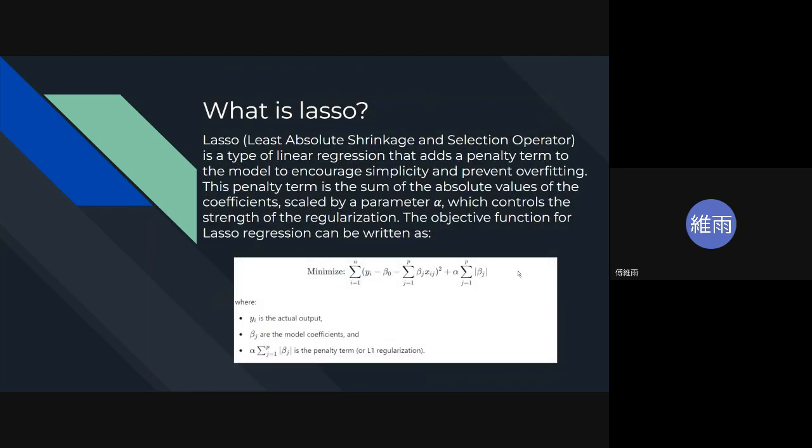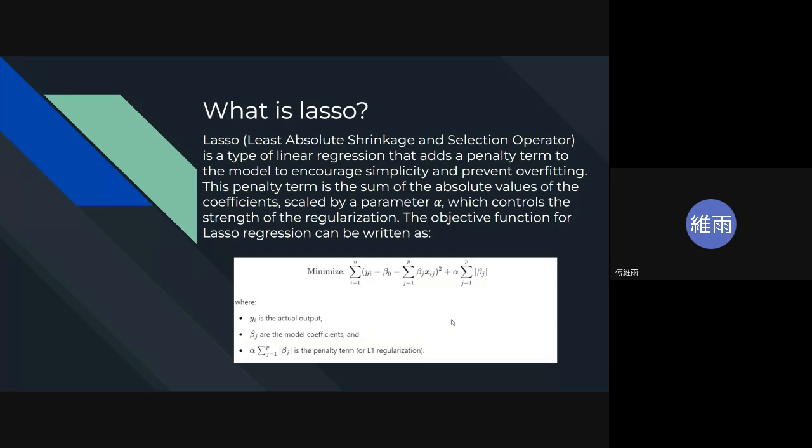One thing that I got confused about at the beginning was, what is the lasso? So this is a mathematical concept that applies a penalty term to the model to prevent overfitting. You can see here the formula for this. The penalty is the sum of the absolute values of the coefficients scaled by a parameter alpha, as you can see here, which controls the strength of the regularization.